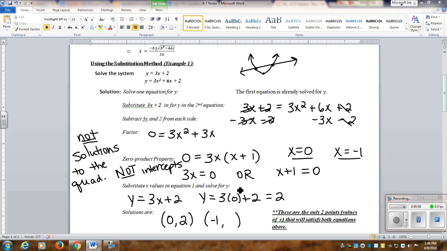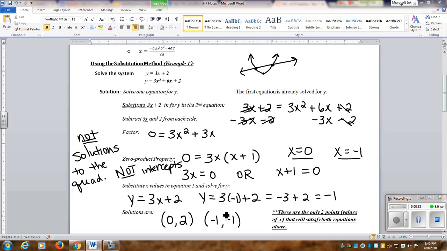And then I'm going to do a -1 in right here. So I'm going to substitute that -1 in. And you guys, 3 times -1 is -3 plus 2, which equals -1. So when x is -1, y is also -1. Now, these are the only 2 points that will satisfy both equations above. Values of, I should say, values of x and y. So those are my solutions.